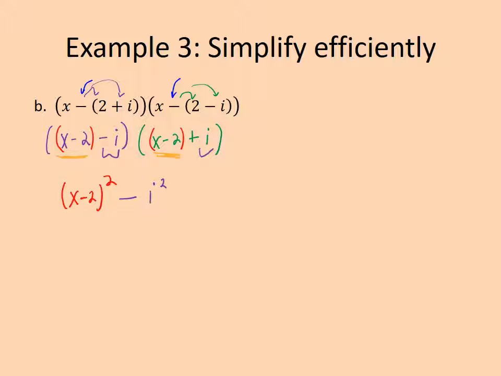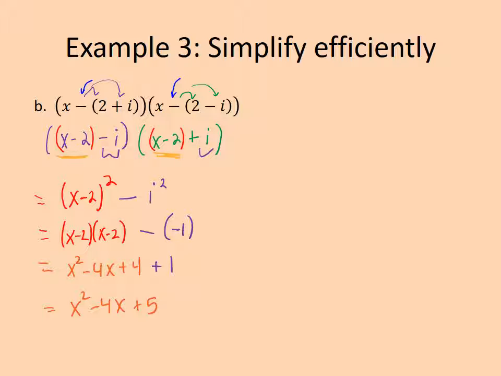Now we have been working with a binomial product for a while. (x minus 2) squared we can write as (x minus 2) times (x minus 2). And then, as you know, i squared is negative 1. So minus a negative 1. When we distribute this, we get x squared minus 4x plus 4. And then we have our minus a minus 1, which becomes positive 1. So when you completely simplify this, you have x squared minus 4x plus 5.